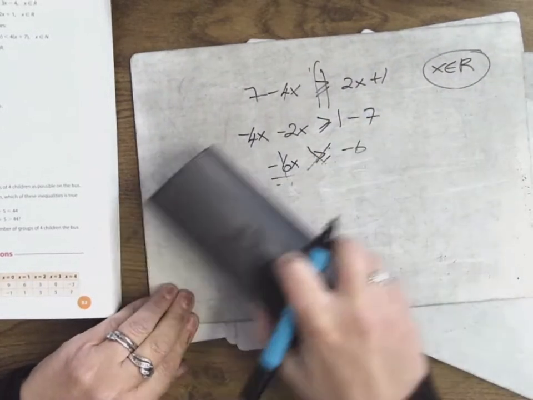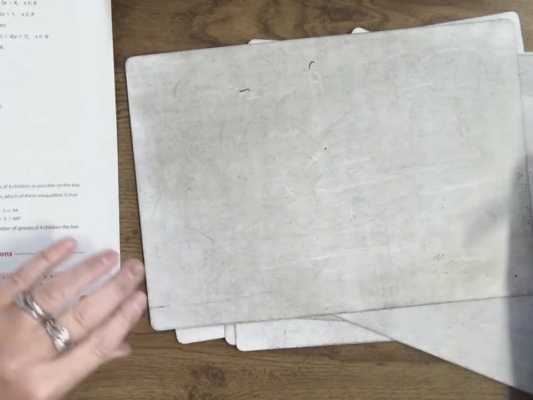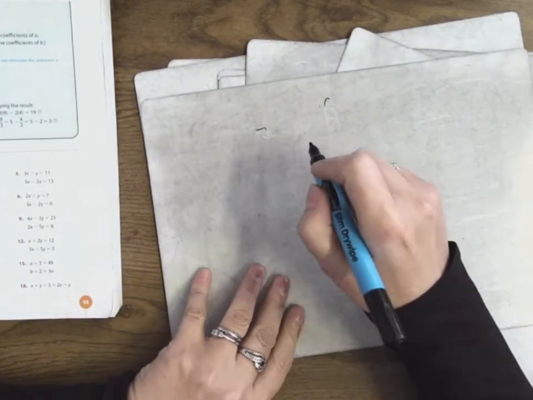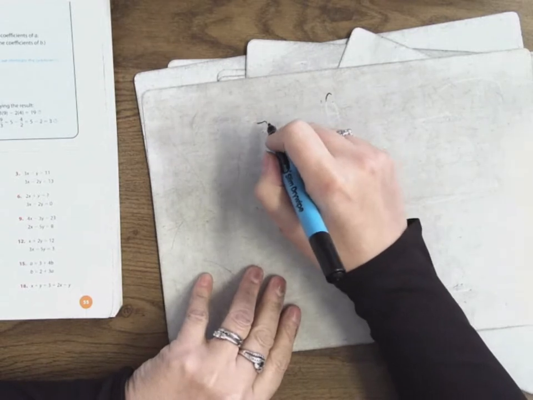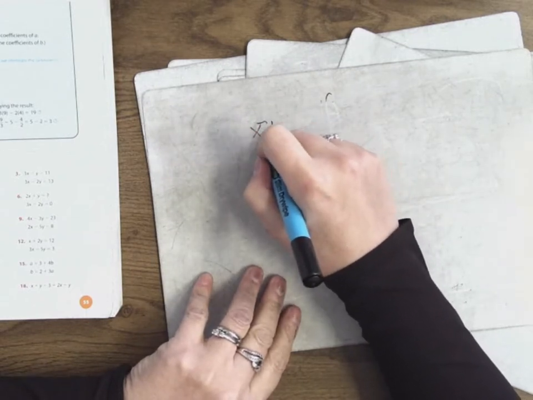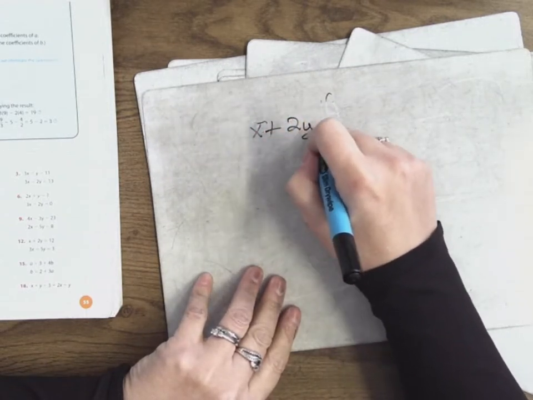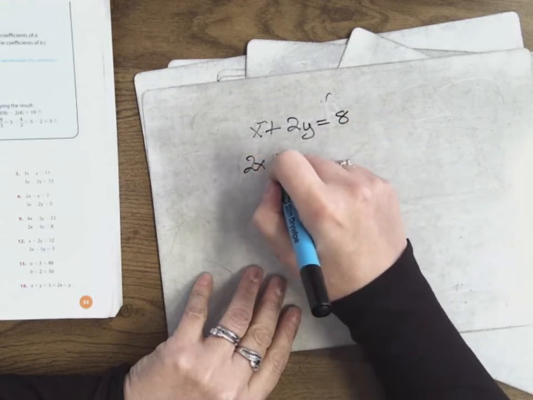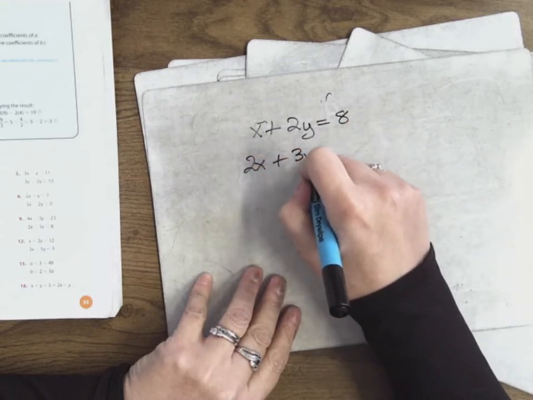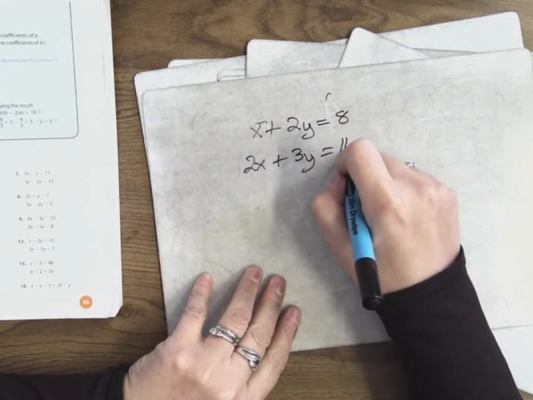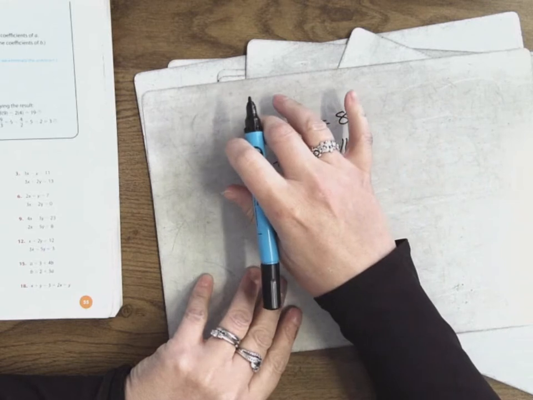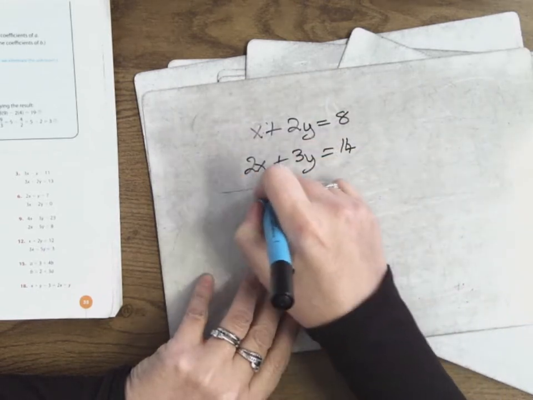The next section is simultaneous equations. Do you remember how to do simultaneous equations? Not really, no. Right, so let me pick a hard one. x plus 2y equals 8, 2x plus 3y equals 14. Miss, will this definitely be on the test? Yeah. You don't hate them, they're great.